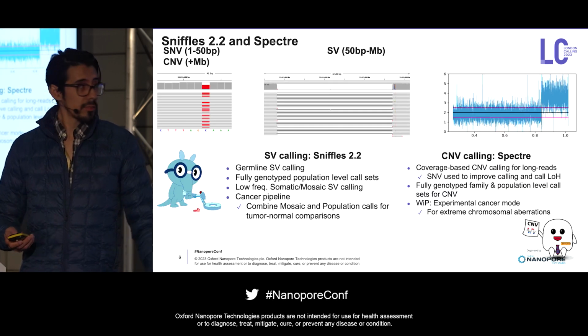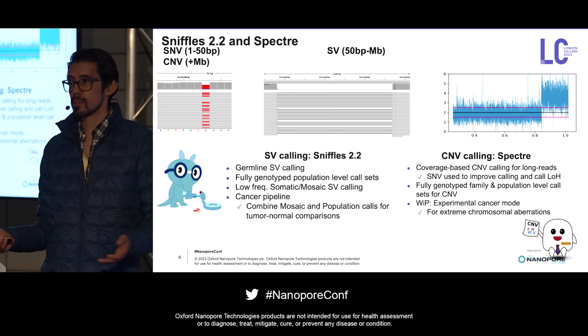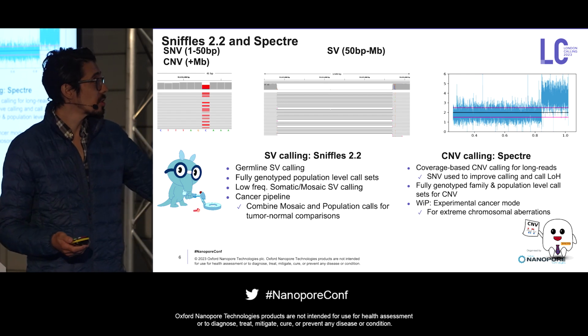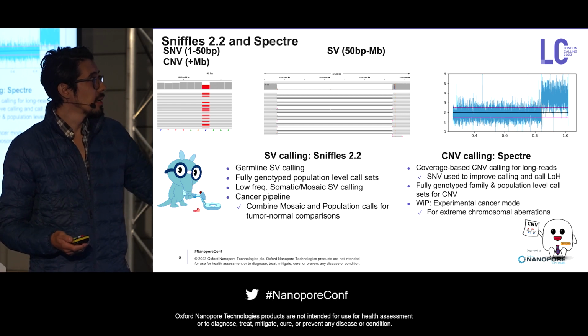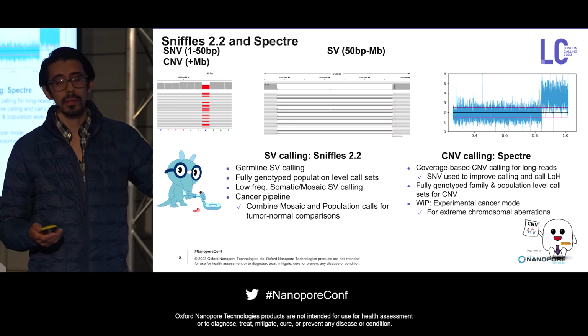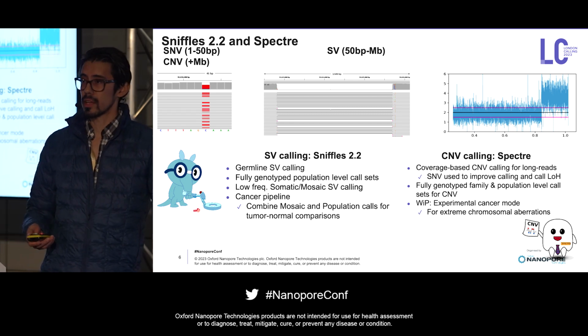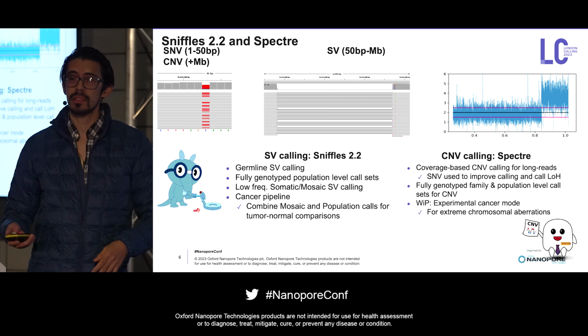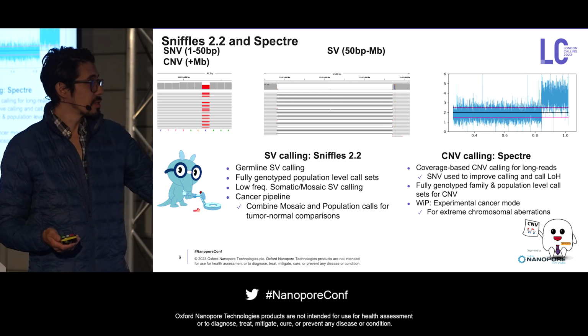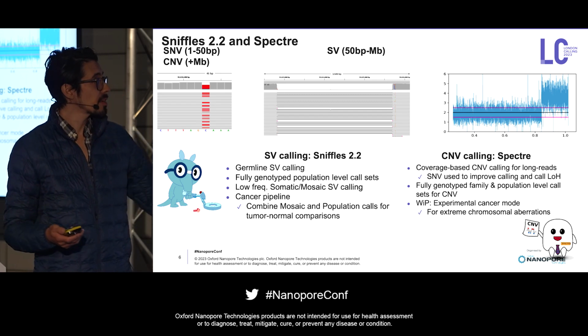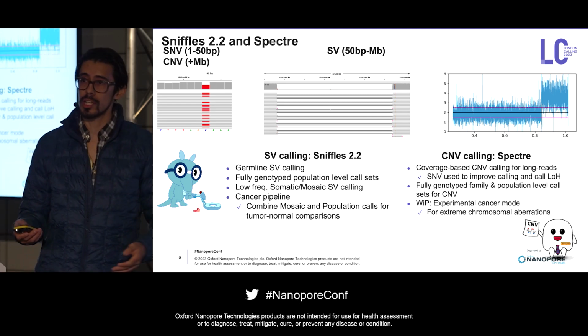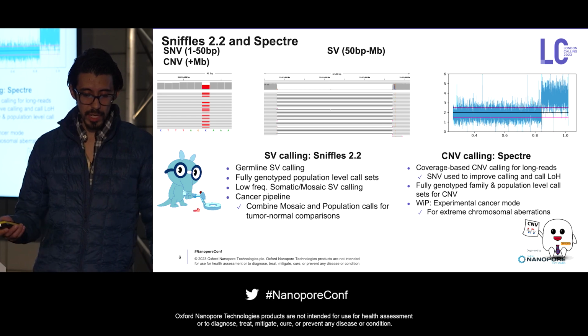This is a roadmap of all variations in the human genome and how to detect them. For small variants, we have SNVs, so we will not talk about that. For structural variation, we have Sniffles, aiming at the range of 50 bp to megabase sizes. With Sniffles 2, our current version that we are going to release as 2.2, we can detect germline structural variation and produce fully genotyped population datasets in a matter of seconds.